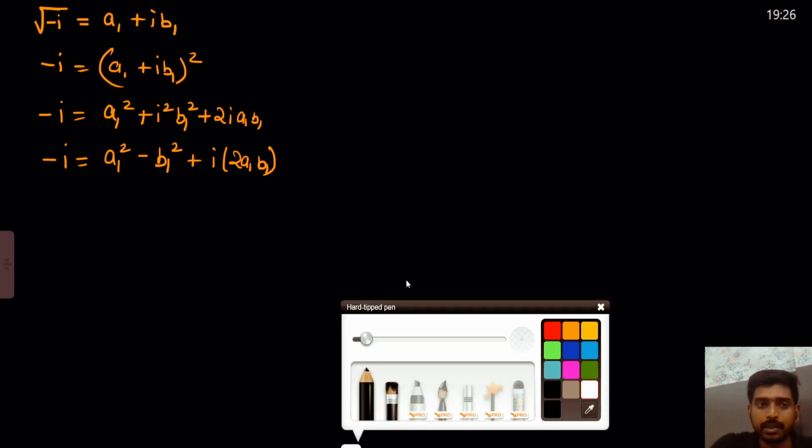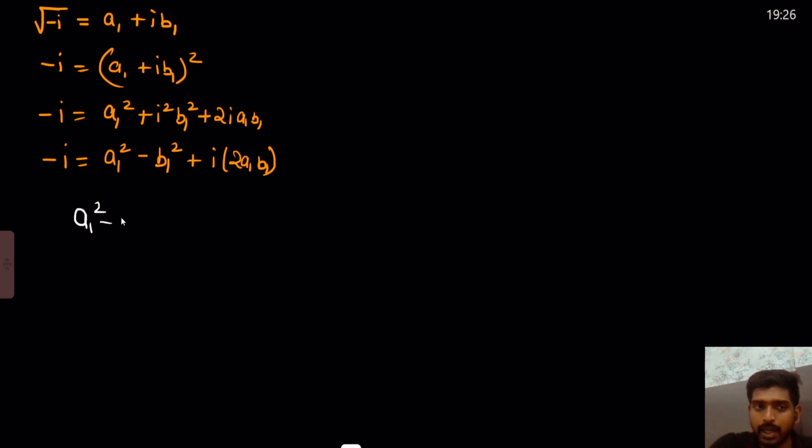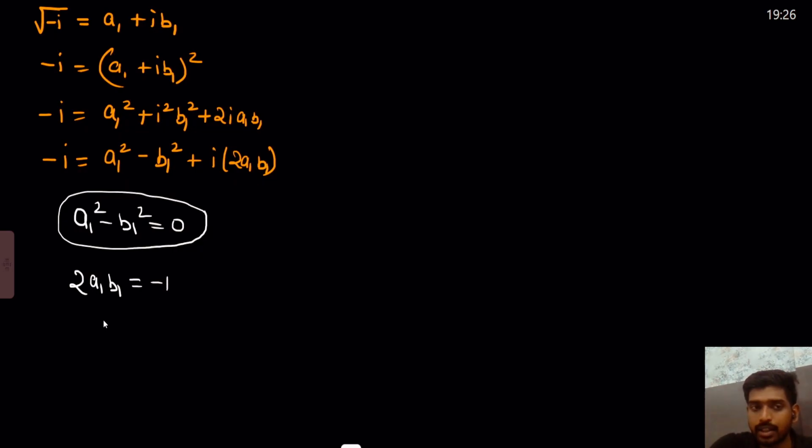Now compare the imaginary and real parts. If we compare the real part, here also the real part is 0. So a1 square minus b1 square will be equal to 0. This is the first equation. Now compare the imaginary parts. 2a1 b1 is equal to minus 1. That means a1 into b1 is equal to minus 1 by 2. So here we can see clearly that the multiplication of a1 and b1 is negative. That means both are of opposite sign. If a1 is positive, b1 is negative. If a1 is negative, b1 will be positive.